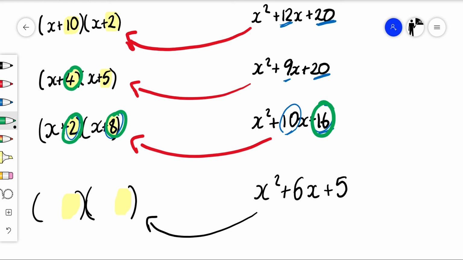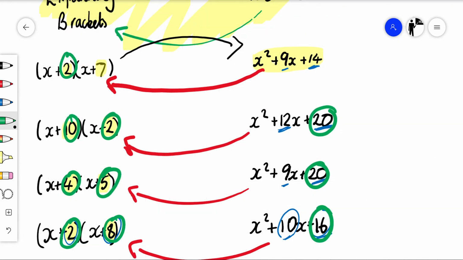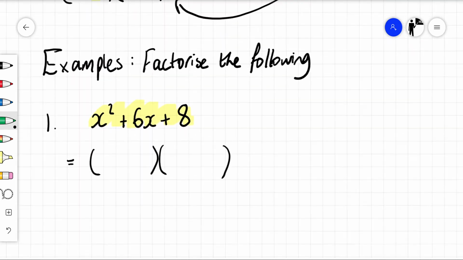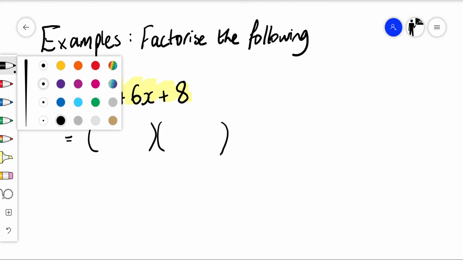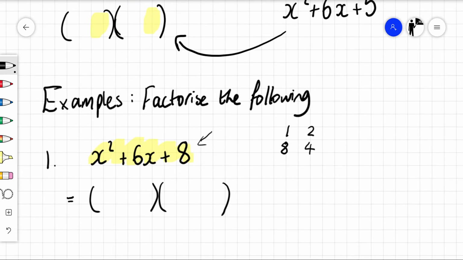Yeah, do we see that? 4 times 5 is 20. 10 times 2 is 20. 2 times 7 is 14. Okay, so this is what we generally do to start off with. We're going to write down factor pairs, numbers that multiply to make the end number. So what numbers multiply to make the end number? We could have 1 times 8, or we could have 2 times 4. Those are the two options that would allow us to make 8 if we multiply them.